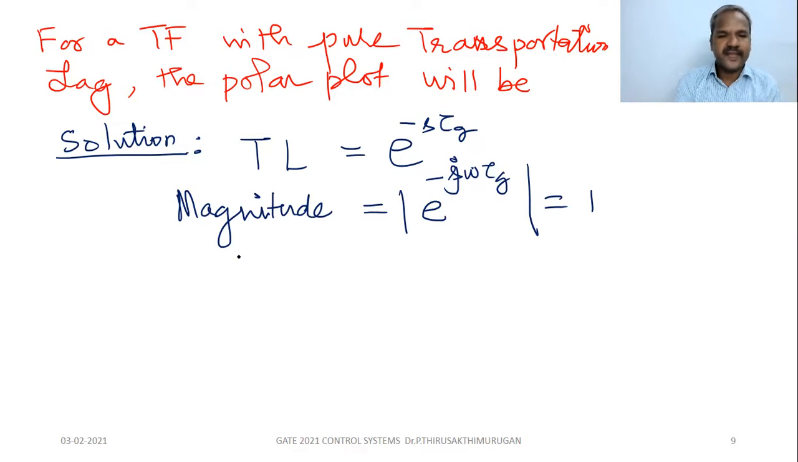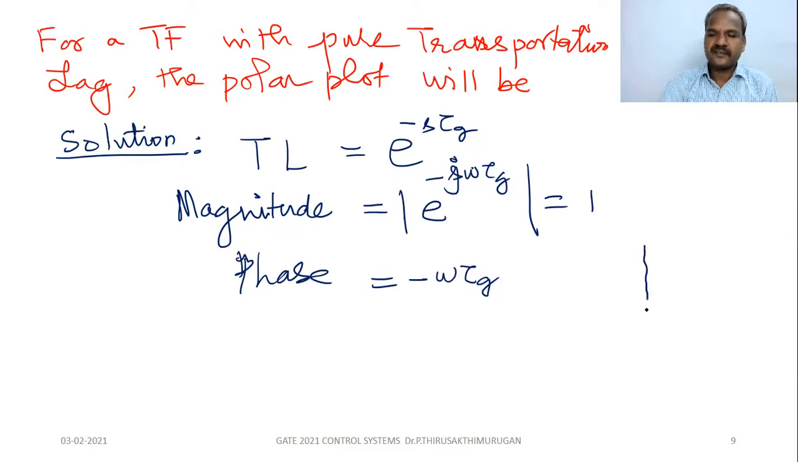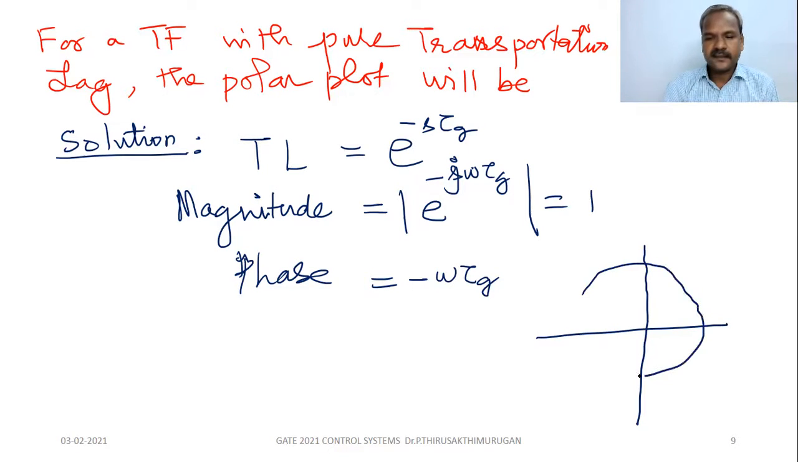So what is the phase? The phase angle, the argument, equals minus omega tau g. So what is the shape of the polar plot for this transportation lag? This is purely a circle, right? Purely a circle. We will be getting a circle.